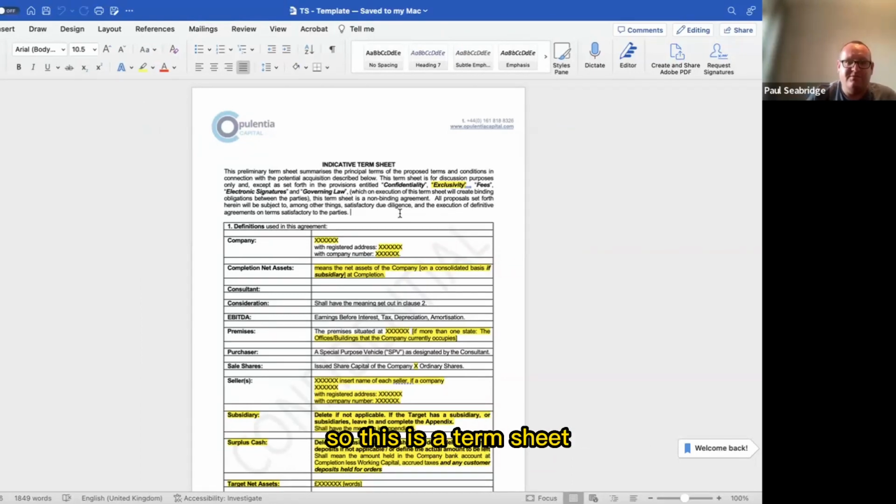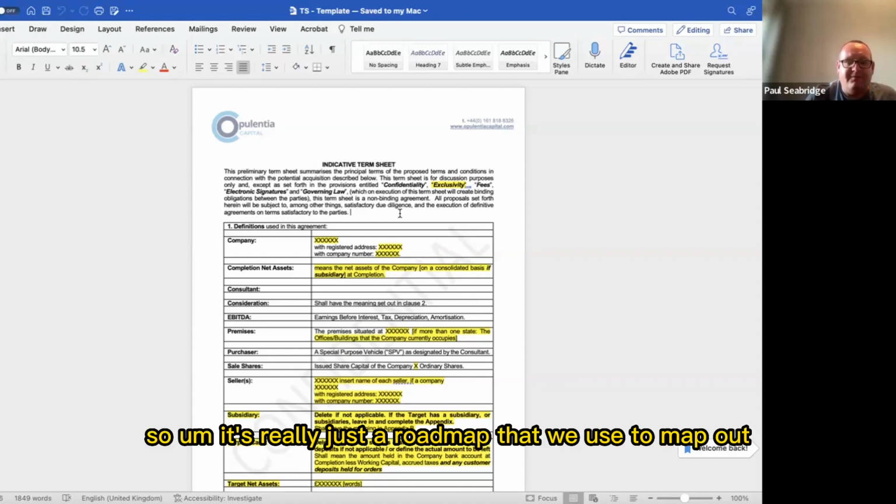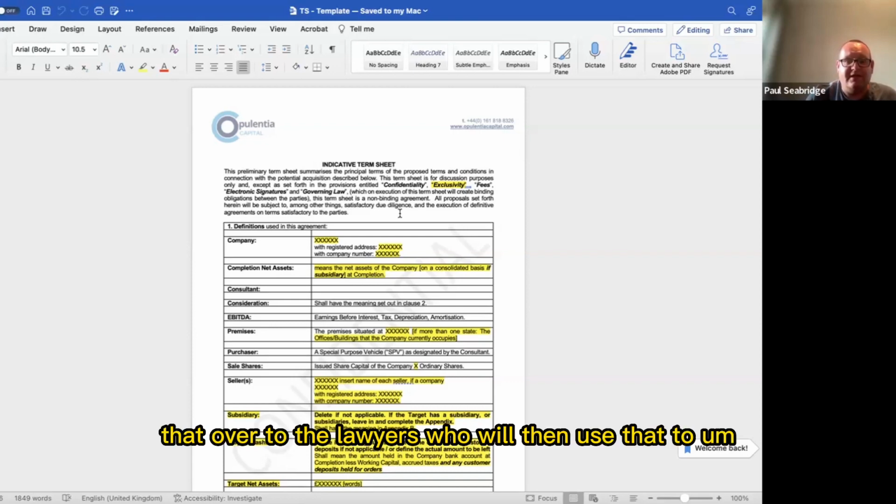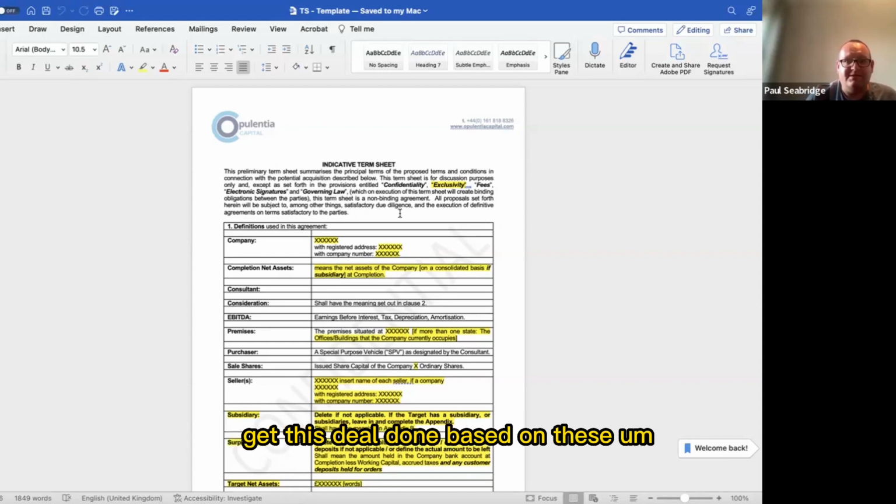So this is a term sheet. It's not binding, so it's really just a roadmap that we use to map out the core components of the deal, what we've all agreed. We hand this then over to the lawyers, who will then use that to produce all the legal paperwork so that we can get this deal done based on these terms. Whilst I say it's not binding, there are a couple of sections that are actually binding.